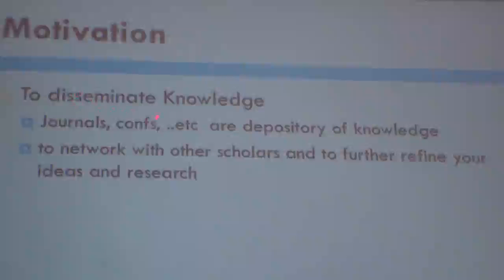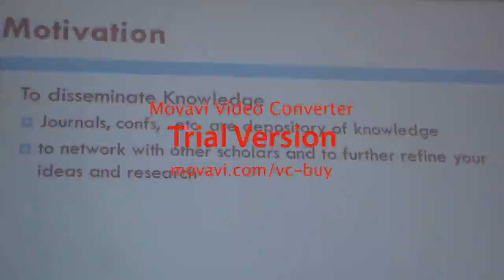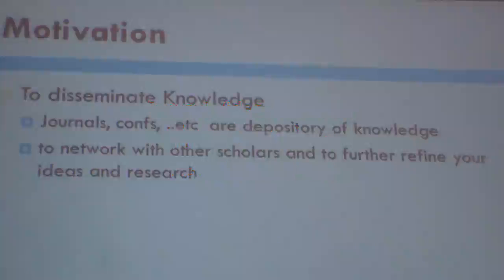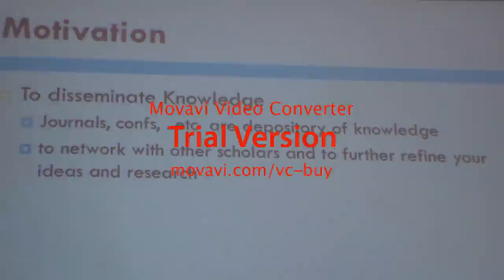So the first one is to disseminate knowledge, where journals, conferences, etc. are depositories of knowledge. Where can we find knowledge? Now, when you are searching for any materials, searching for knowledge, where do you go and search? You search for conference papers or journal papers. So these places are depositories of knowledge.